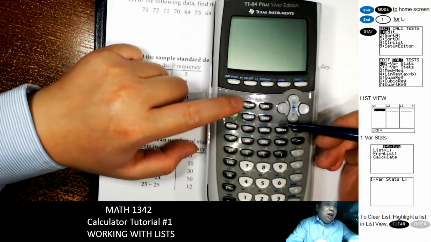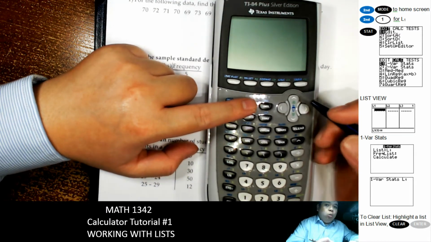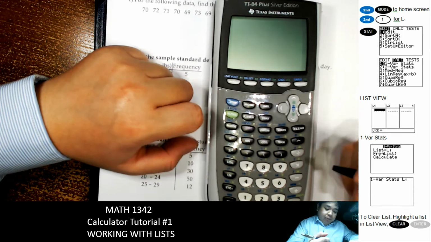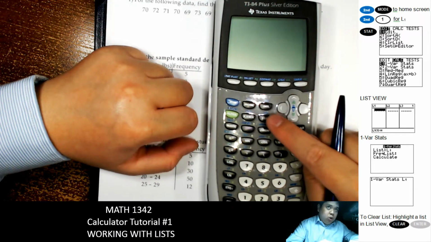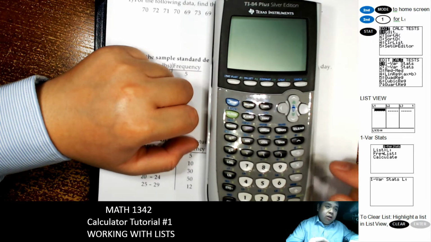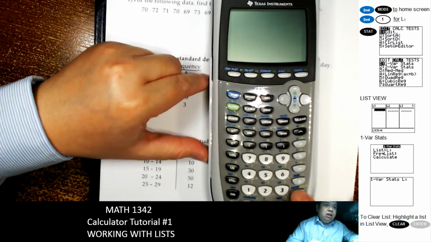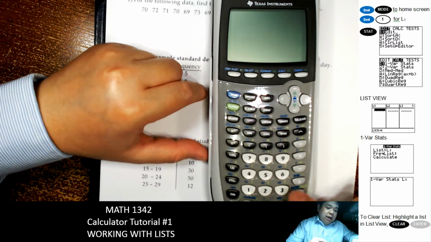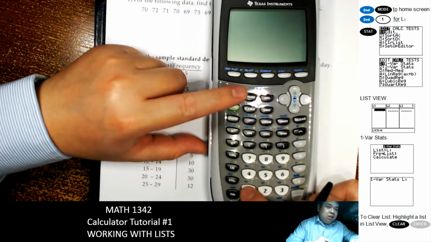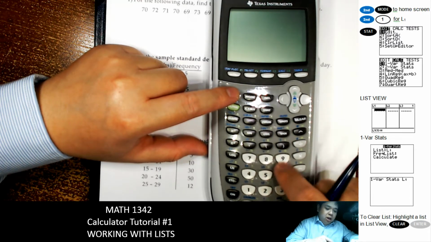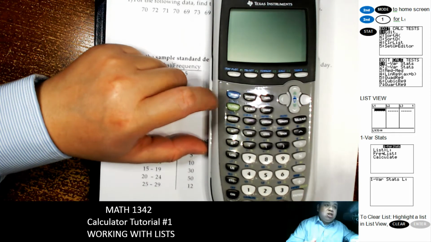When we hit the second and mode, we'll go back to the home screen. And the stat key to go to the list. Of course, the enter key. And if we want to recall a list, hit the second and any number will get you list 1, list 2, and so on.